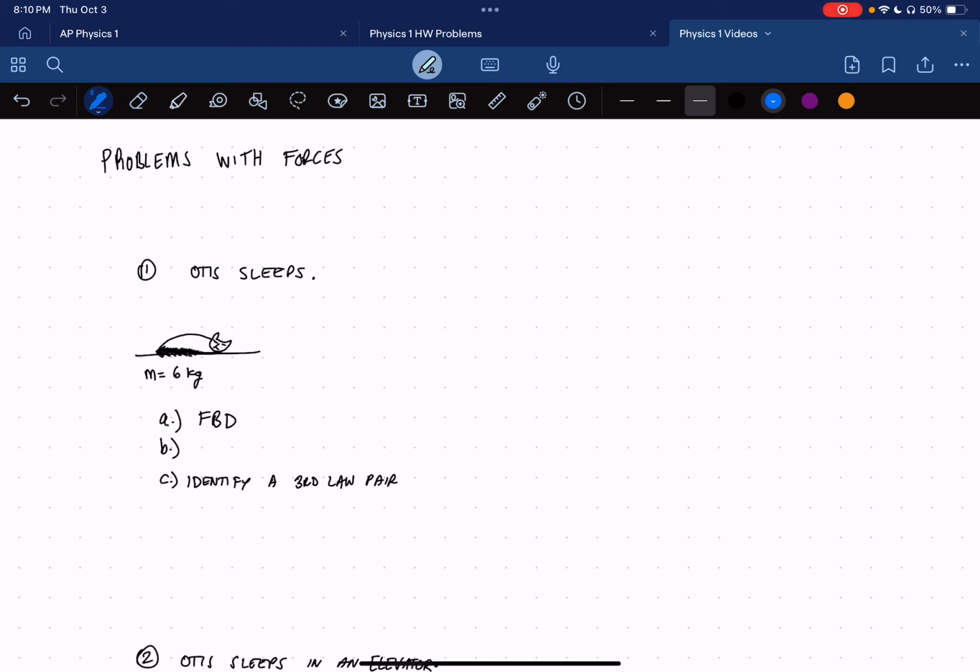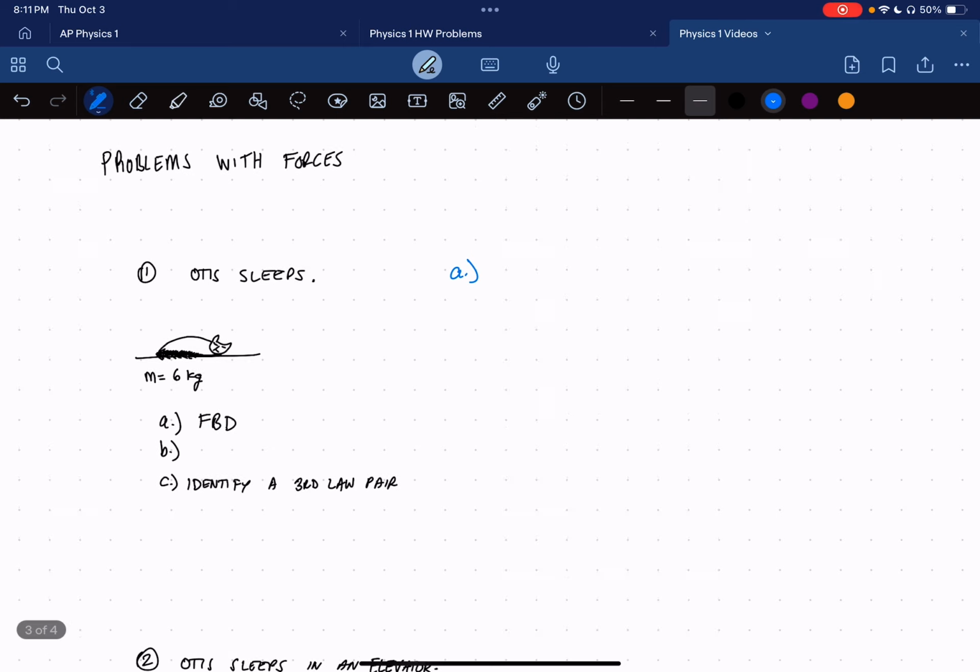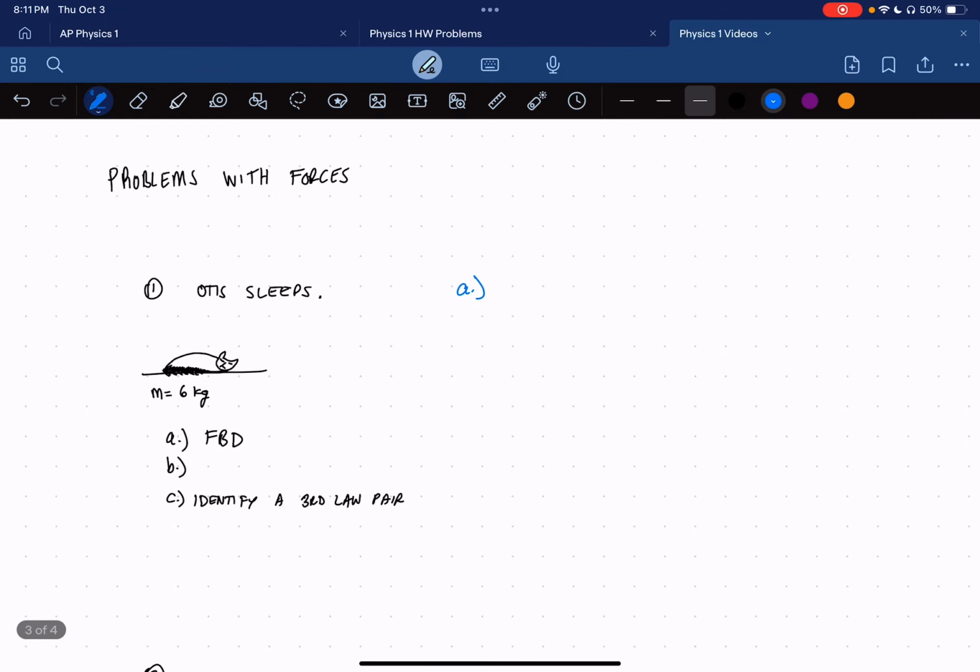We have three questions. Question A is, oh, it's not a question. It says draw a free body diagram, so we abbreviated it as FBD. And in a previous lesson, we talked about free body diagrams. So if you're not sure what that is, you should really come see me for tutorials and talk about that, or watch a video if I do have a video on free body diagrams. So we want to draw a free body diagram for Otis the cat.